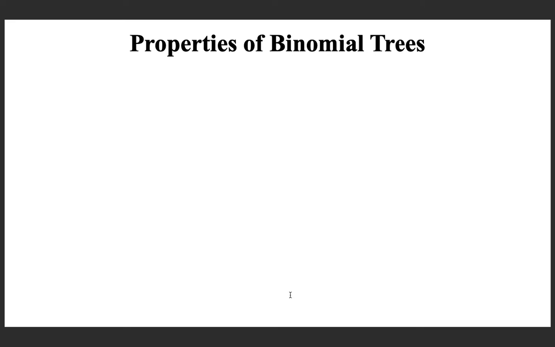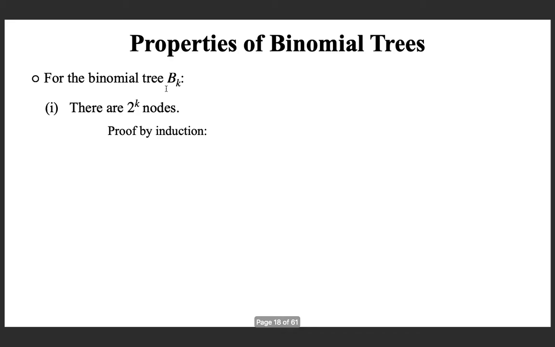Now we can see some important properties of a binomial tree. If you take a binomial tree Bk, you know what it is. There are k child nodes for the root node, and you can prove that in Bk there are exactly 2 to the power k nodes. You can prove it using the principle of mathematical induction.